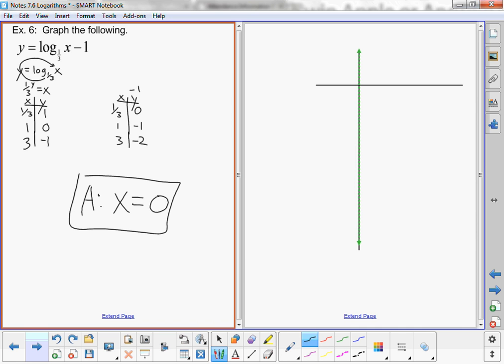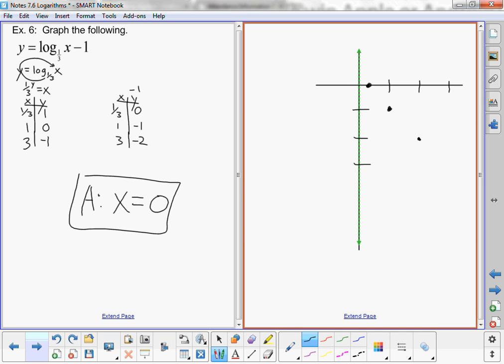Okay, now we're going to plot the points: 1/3, 0; 1, -1; and 3, -2. So let's go out here, 1, 2, 3. Okay, 1/3 is about a half, and it's at 0, so it's about right there. 1, -1 is about right here, and then 3, -2 is about right here. Now remember, to create this, you have to start close to the asymptote, and it should still look like a ramp, and then it goes out that way. And that is your logarithm graph. Now if you tilt your head, yeah, go ahead, you will see that it is a ramp shape. It looks kind of like an exponential, okay?